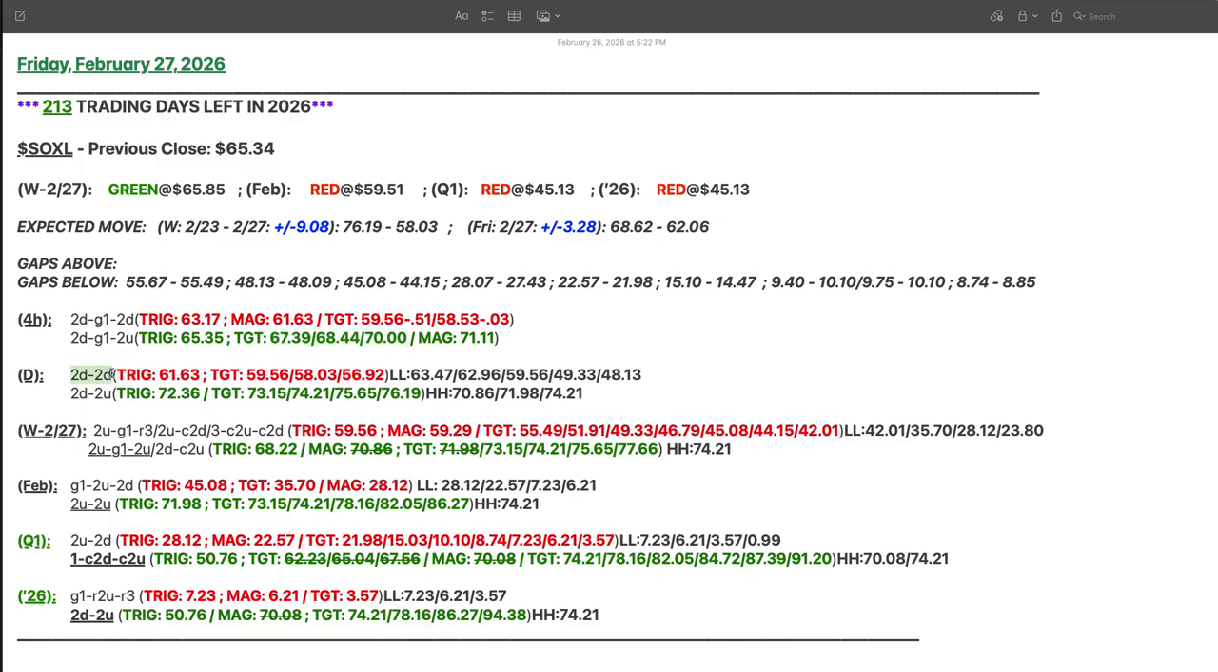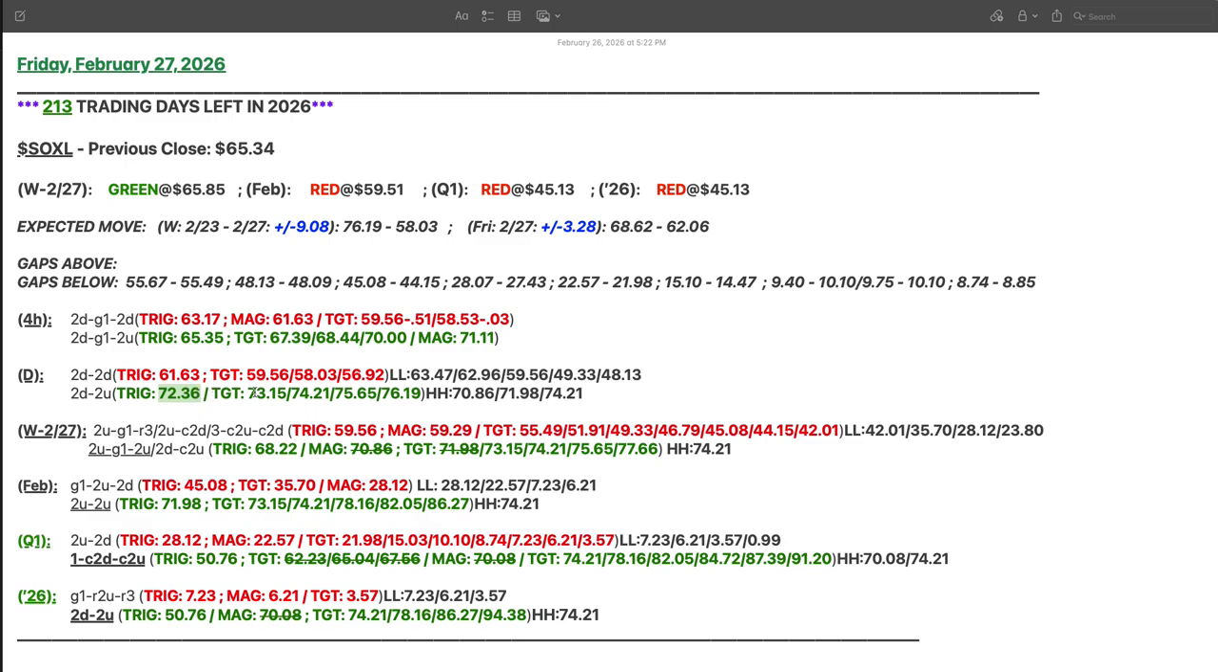These are those points of inflection where we could see that. On the day chart, we talked about if we continue to the downside, we get this 2 down, 2 down continuation at 61.63, which is the magnitude of the 4-hour strat. And then we've got these targets listed out here for you as well. To the upside, we've got the 2 down, 2 up. If we go 2 up tomorrow, again, we've got to get all the way up to that 72.36.